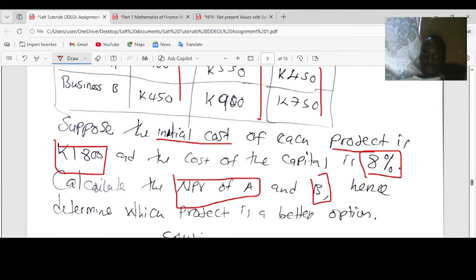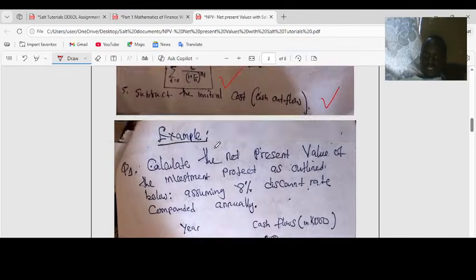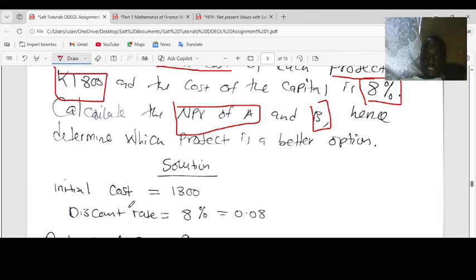So what do we do? Remember the steps? We said, how do we calculate the NPV? The steps are: identify the initial cost, number 1. So what is the initial cost in this case? Our initial cost is 1,800. So we've identified our initial cost. Discount rate is 8%. If you want, you can now convert it to a decimal. 8 over 100 becomes what? 0.08.